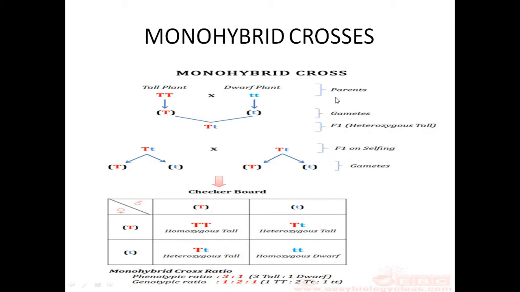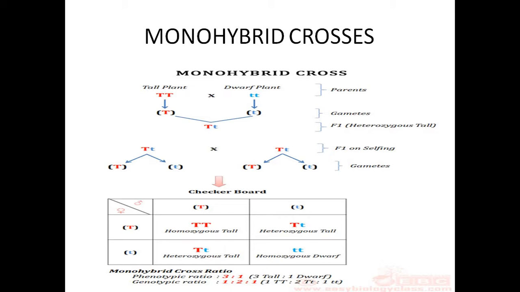So these are the parental generation that will give the gametes. One gamete will come from one parent, the other will come from the other parent, and these two will combine and form the F1 generation. F1 is the first filial generation, capital T, small t. It is heterozygous tall.